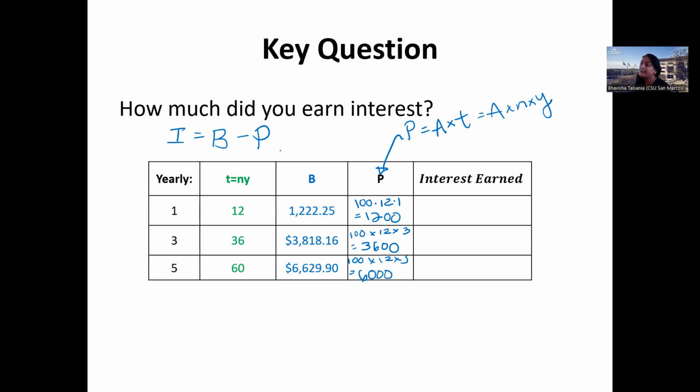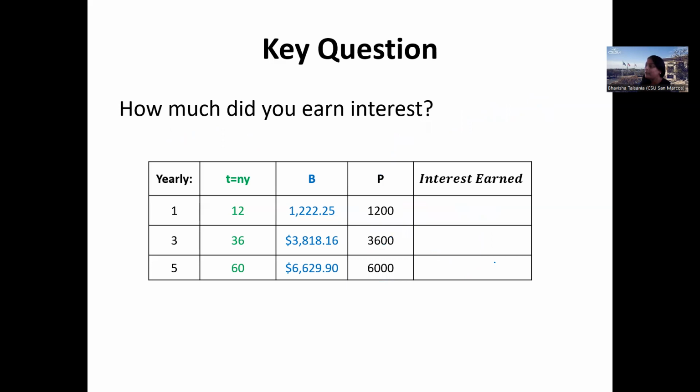And so now we're just going to use our balance minus principal to find out how much we actually earned in interest. And when you do that over here, the first year you get $22.25. The third year we get $218.16 that we earned in interest. And in 5 years, we get $629.90.